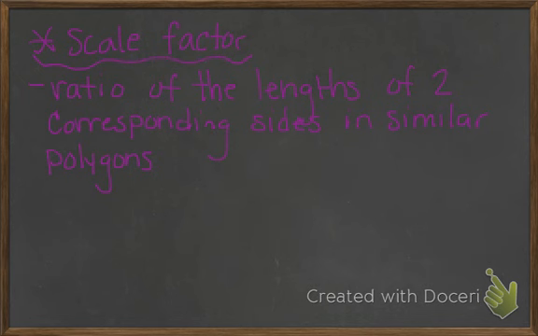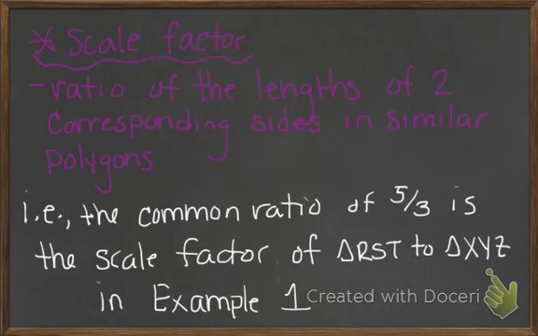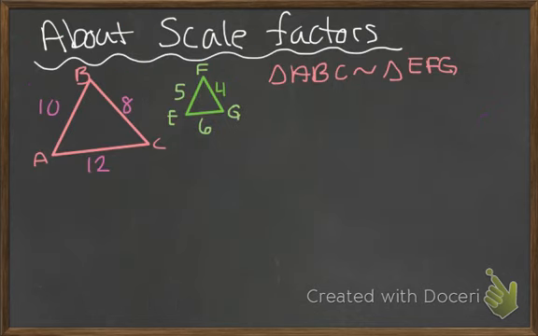Like I mentioned earlier, we also have to define scale factor. Scale factor is merely the ratio between the two lengths of two corresponding sides when we have similar polygons. Like in example 1, our common ratio was 5/3. So we're going to say the scale factor from the bigger triangle to the smaller one was 5/3. This is the only tricky thing about scale factors: you've got to visualize what it means to be a scale factor.